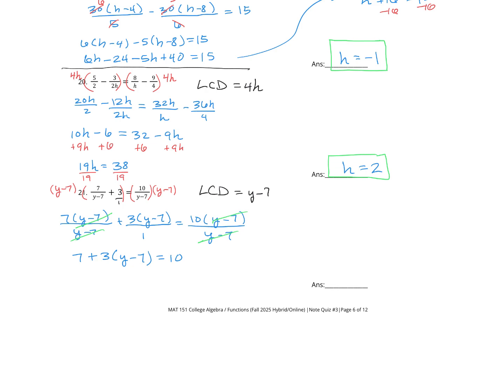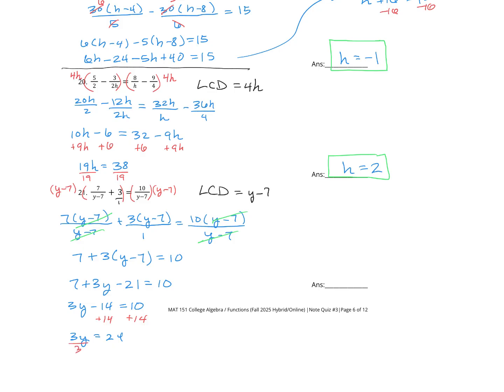All right, so we now distribute, and we're going to get 7 plus 3y minus 21 is equal to 10. We now can combine like terms. So 7 minus 21 is negative 14. So that's 3y minus 14 is equal to 10. We now add 14 onto both sides. We end up with 3y is equal to 24.